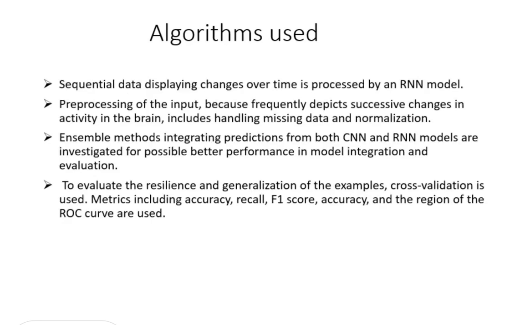Sequential data displaying changes over time is processed by an RNN model. Preprocessing of the input, because it frequently depicts successive changes in activity in the brain, includes handling missing data and normalization. Ensemble methods integrating predictions from both CNN and RNN models are investigated for possible better performance in model integration and evaluation. To evaluate the resilience and generalization of the models, cross-validation is used. Metrics including accuracy, recall, F1 score, precision, and the area under the ROC curve are used.